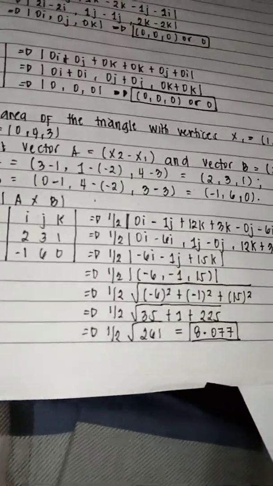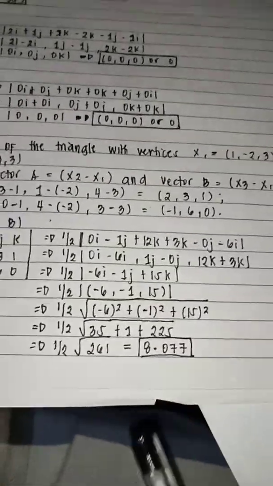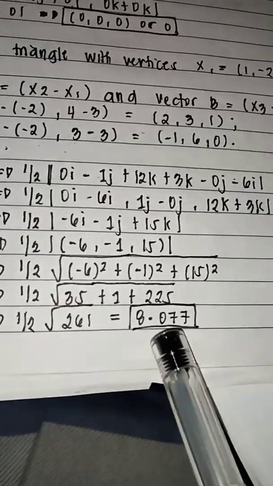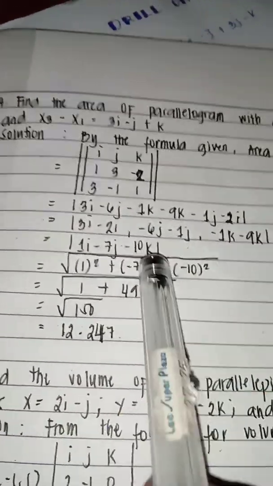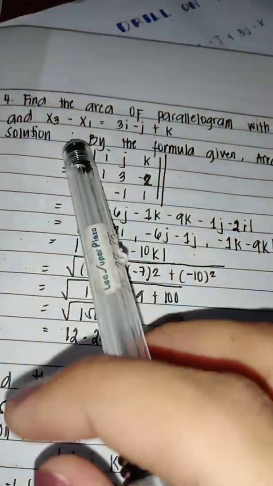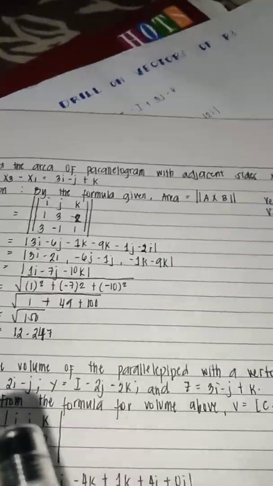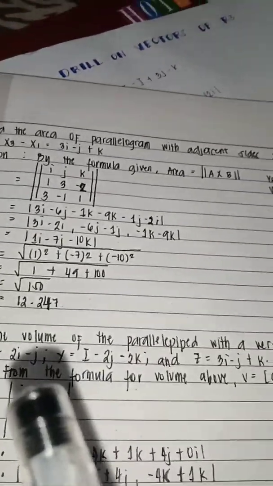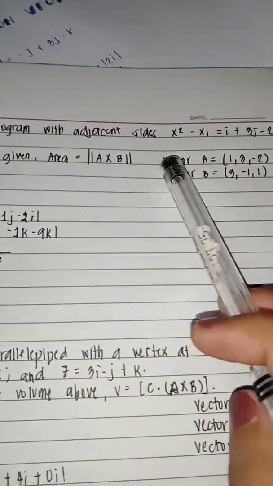If we multiply 1/2 times the square root of 261, we get 8.077. So the area of the triangle with the vertices x sub 1, x sub 2, and x sub 3 is 8.077. So next, number 4, another word problem, which is to find the area of a parallelogram with the adjacent sides.